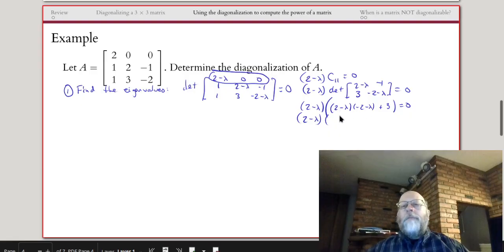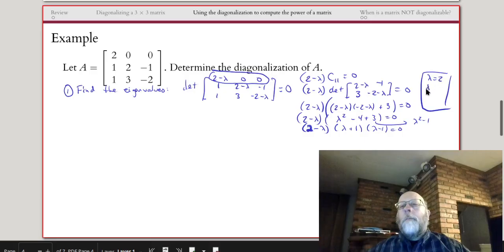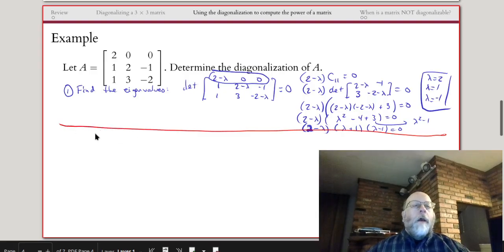And this becomes lambda squared. The inner term and the outer term cancel. This is going to be minus 4 plus 3, so this is just lambda squared minus 1. And that factors into lambda plus 1, lambda minus 1. And so my eigenvalues are 2, negative 1, and positive 1. All right.